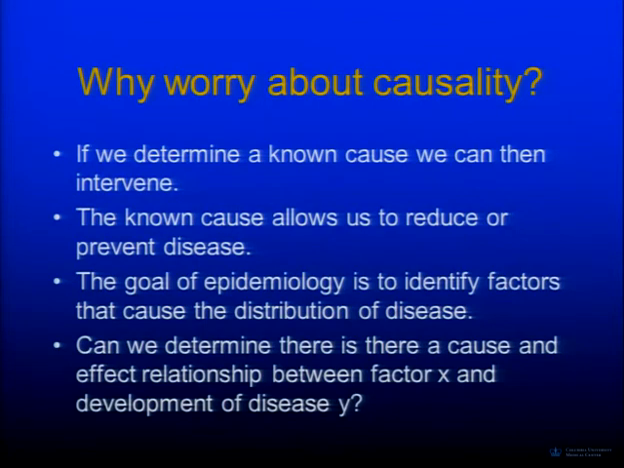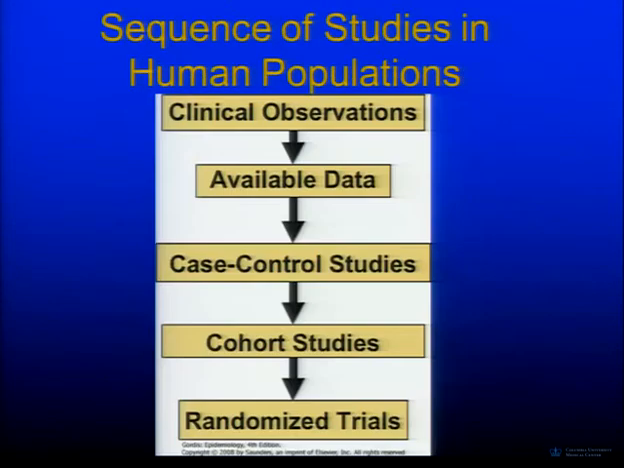So why should we worry about causality? Well, one of the things is, if we determine that something is a cause of disease, we can intervene. We can go and say, let's get rid of that so that we can have less disease. The known cause also allows us to reduce or to prevent disease. And what we want to do is try and figure out, well, what are the causes of disease? What makes different distributions of disease? Why do we see more disease in certain areas or certain people as compared to others? And in the end, what we want to know is whether there's a cause and effect relationship between factor X and the development of disease, or Y.